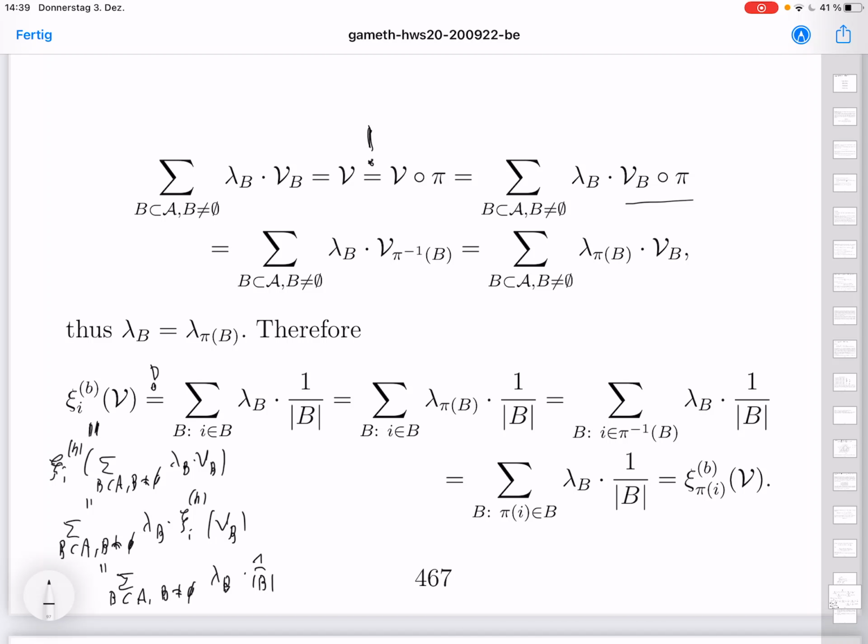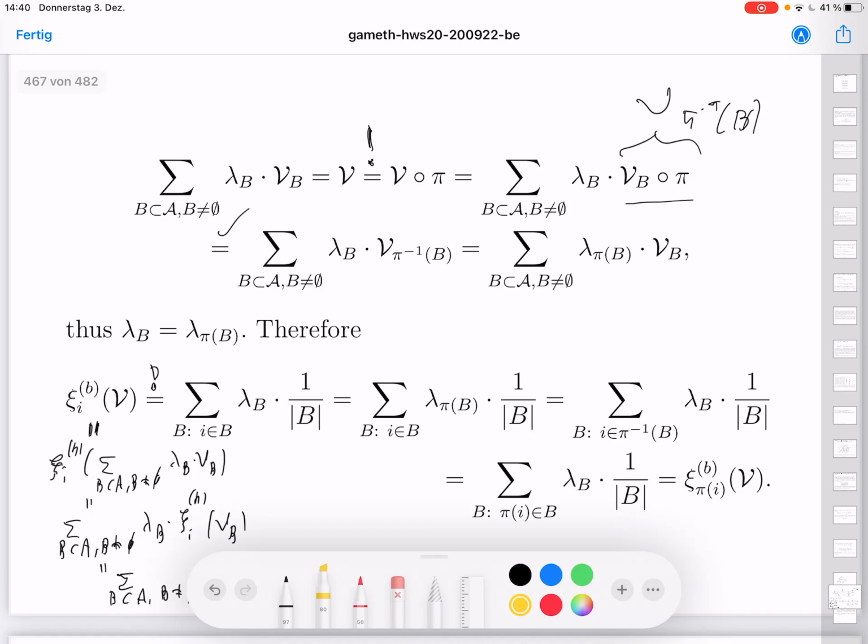And on the right-hand side, I can now change the sets B over which I sum. Instead of B, I can consider the sets. Oh no, we had just seen that this here is equal to V pi minus 1 of B. That's what we saw on the last slide. That's the next equality here. Maybe I take this one.